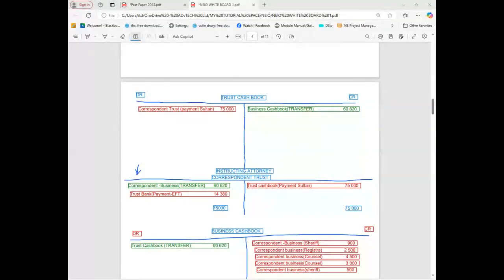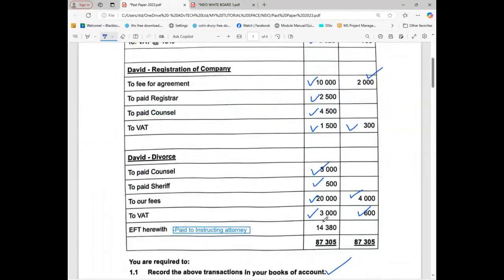Can you see now? You don't have to, but even if you wrote it in advance, it's okay. For me, I want it to calculate itself. I don't want to record it. But you could have done this before and recorded here: trust bank, correspondent trust, EFT. It doesn't change anything. But I understand it better when I can check myself if I'm correct or not. This means I'm correct, because it's the same as this. It makes more sense to do it like this.